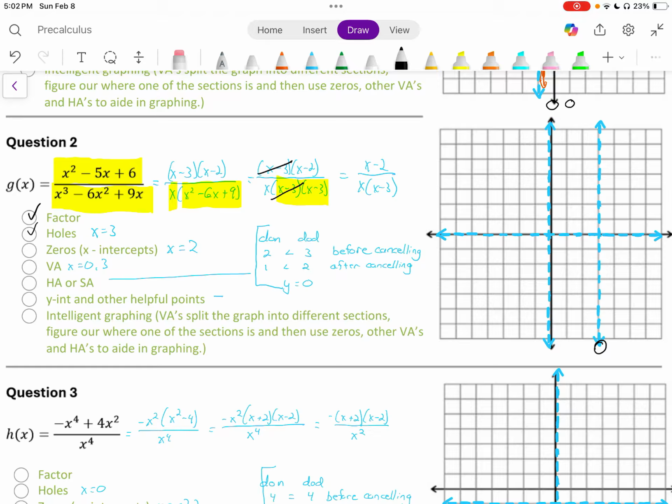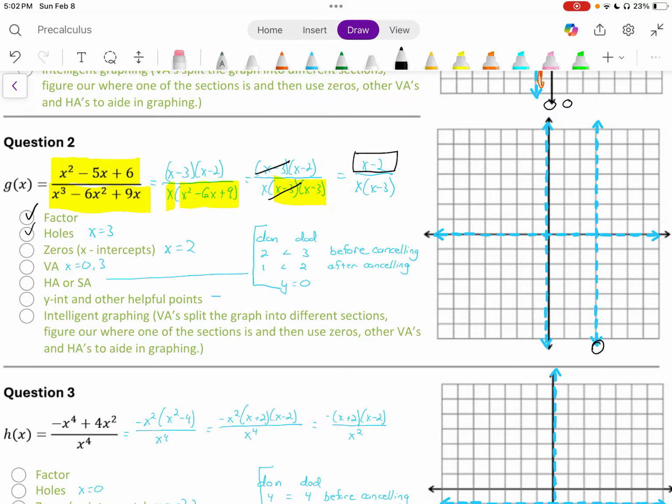Once everything's factored, zeros are values that make the numerator equal 0. So that's at x equals 2. So we will put a point at x equals 2. And then we move on to vertical asymptotes. That's what makes the denominator equal 0. And that's 0 and 3. So we put vertical asymptotes at 0 and 3, which I have.